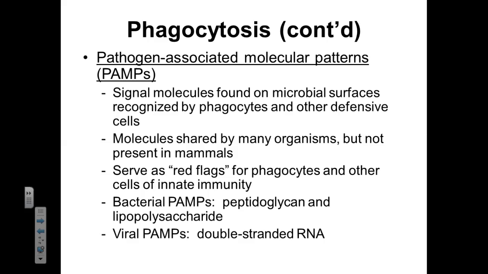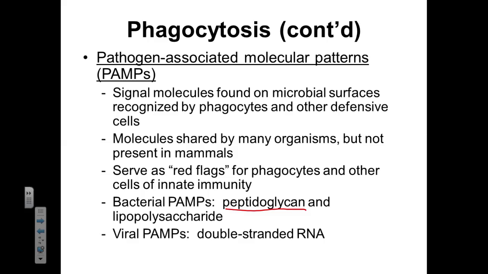These are the red flags, so to speak. A bacterial PAMP can include peptidoglycan. Only bacterial cell walls have peptidoglycan. We do not have any peptidoglycan present on any of the cells of our body. So if our white blood cells, our phagocytes, find peptidoglycan, that's something that can be used to say, hey, this is something that doesn't belong here. It's a big red flag.